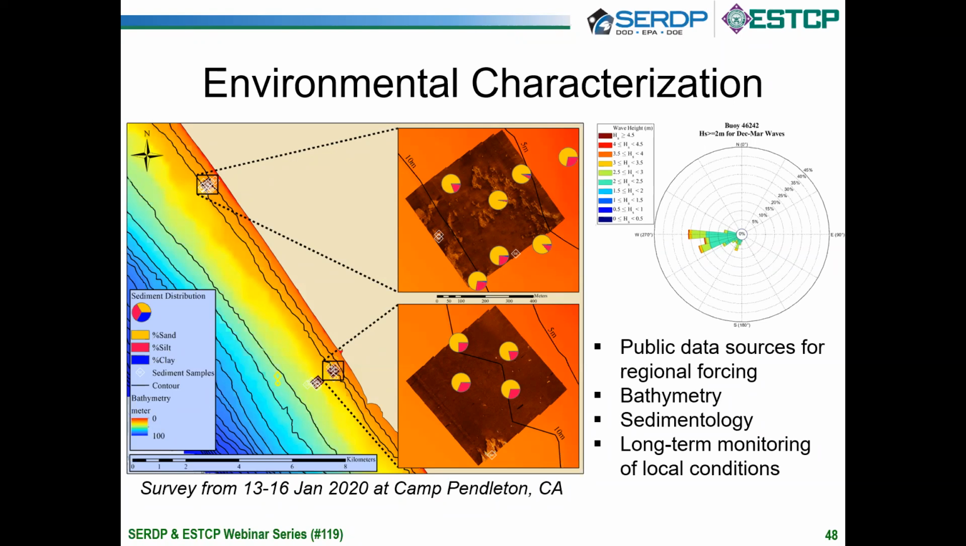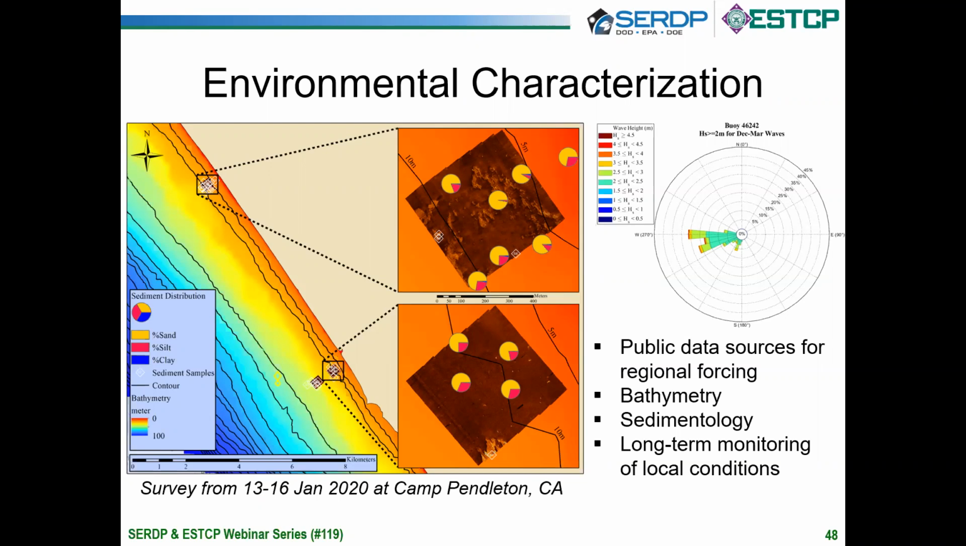And the important point here is that, if you're a site manager thinking about how do I do environmental characterization, I would argue that some large percentage, more than half, maybe as much as 80 or 90%, depending on where you're at in the world, public data sources are going to give you most of what you need to know. You need things like bathymetry, you need to know something about the sediments, and something about the hydrodynamics that are forcing your site.